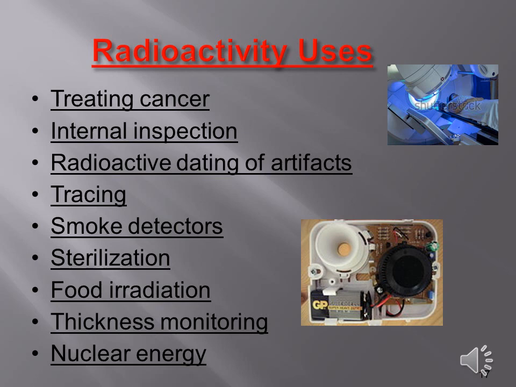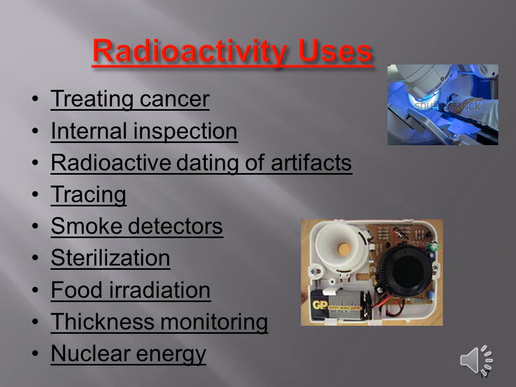3, radioactive elements are used in dating of artifacts, determining the age, for example, of fossils. 4, it's used in tracing, where it is used to inspect leakage in pipes, for example, for fuels. We can introduce a radioactive element into fuels or other pipes so that it can detect where we have leakages.